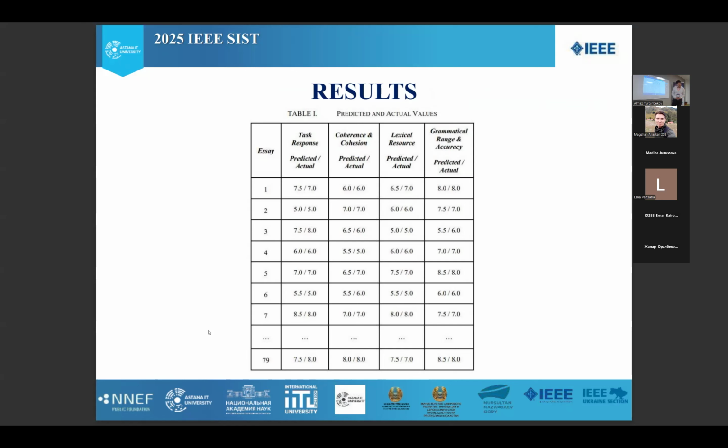Does your model use the task prompt in IELTS, where it says to write about something? Does the model use this prompt from IELTS to evaluate the essay?